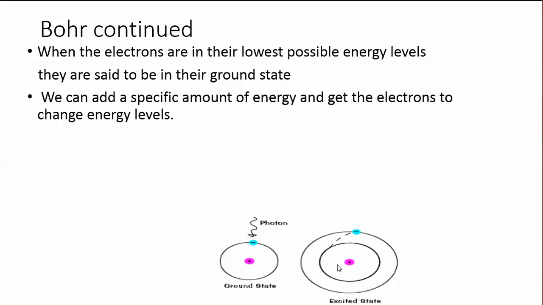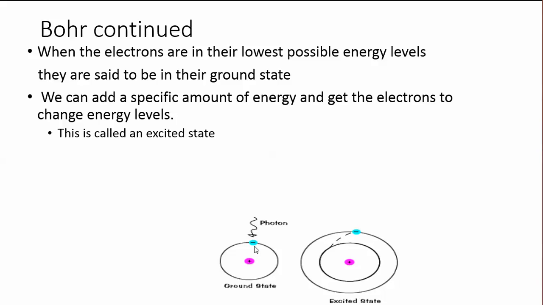We can add energy in a specific amount. So if we take a specific amount of energy, and that's what they mean by photon, remember light is just energy. If we put some energy into this electron, we can actually get it to change energy levels. You see it here going from this first energy level to the second energy level. When we do this, the electron is now in what we call an excited state.